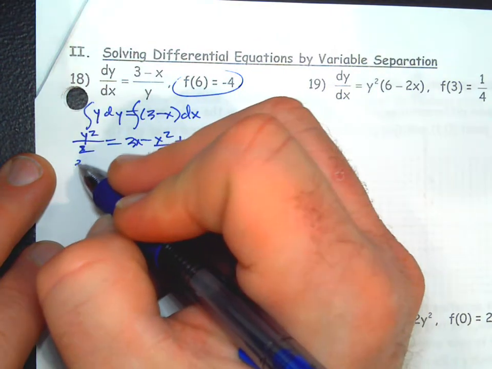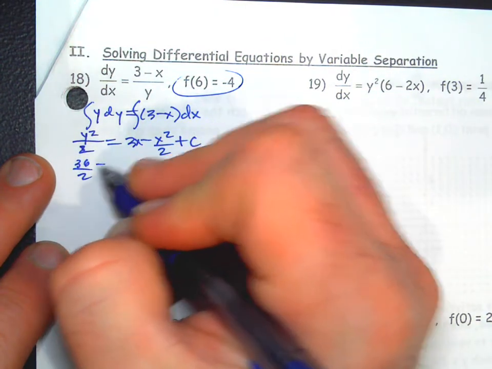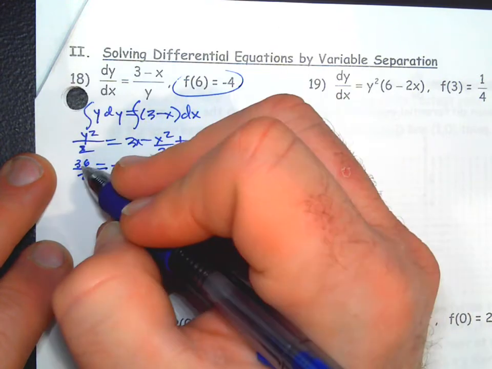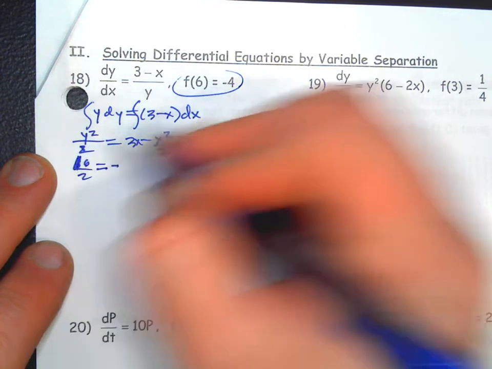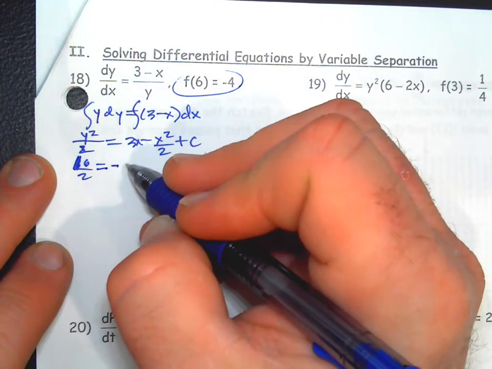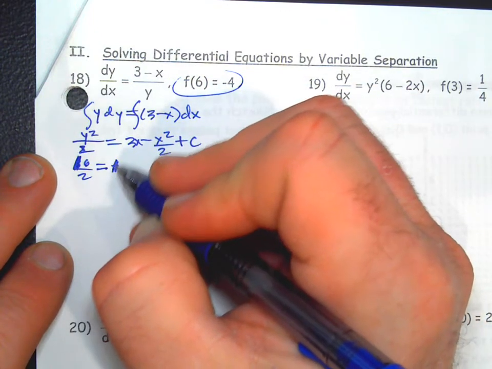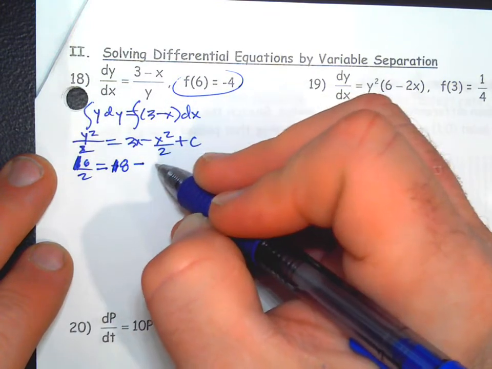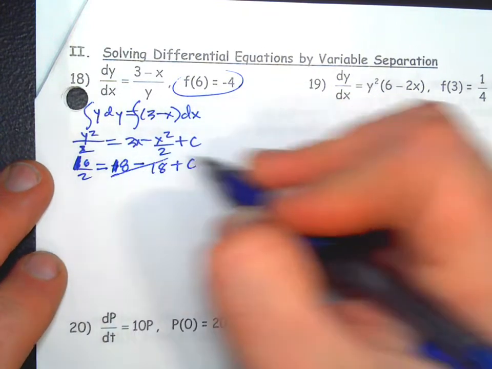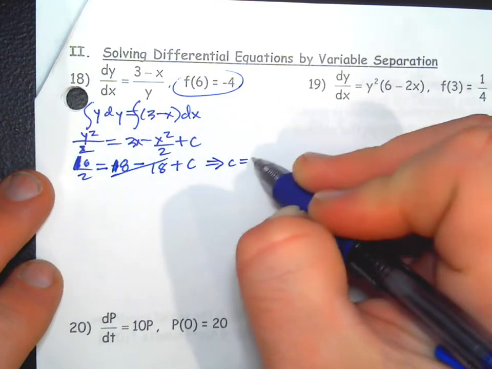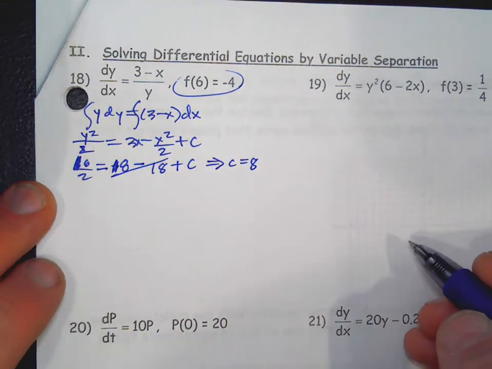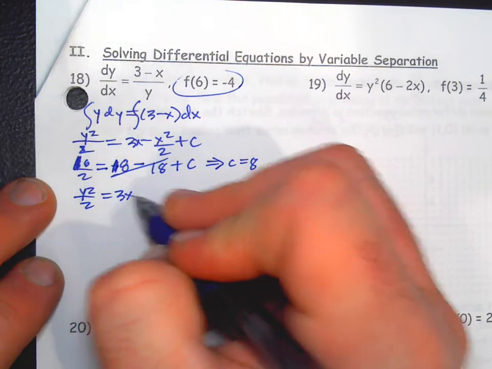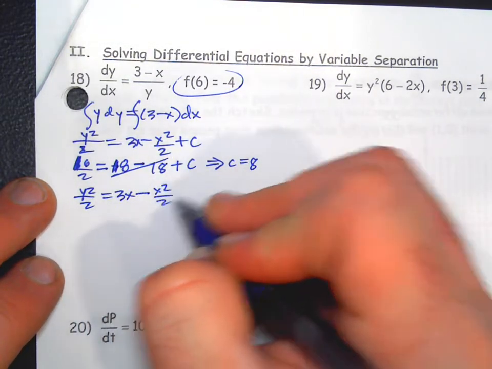So this is going to be 36 over 2 equals, hold on, no. 16 over 2, negative 4 squared. 3 times 6 is 18 minus 36 over 2 is 18 plus c. So these cancel out. So c equals 8. So we're going to rewrite it. Y squared over 2 equals 3x minus x squared over 2 plus 8.